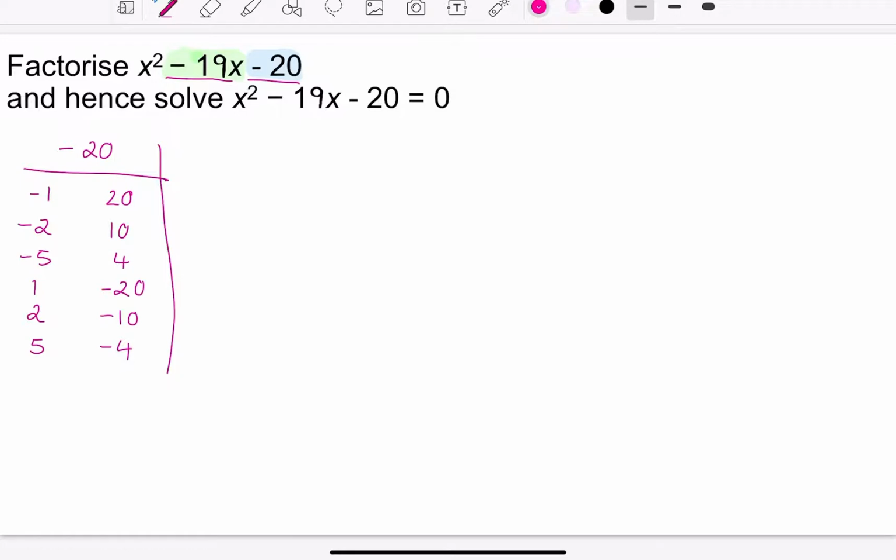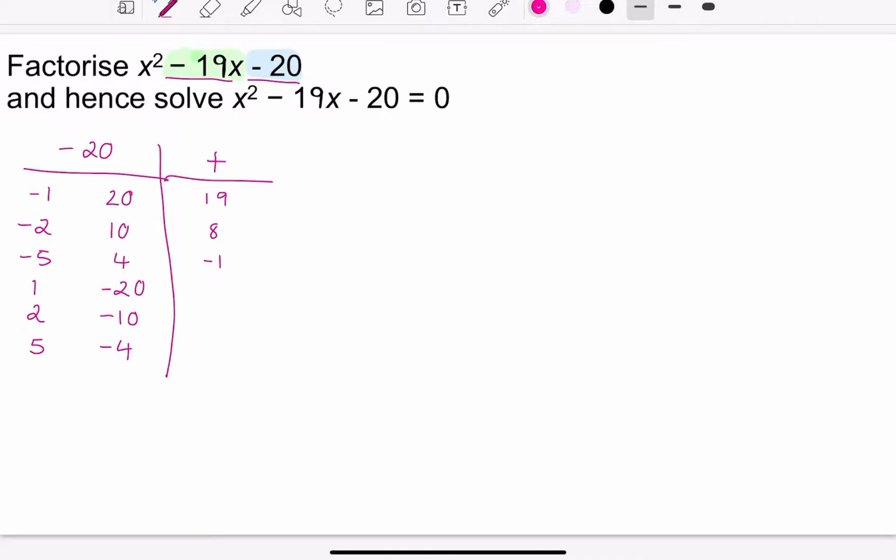We then know, so draw yourself another column, that we need to add them because our goal is to get minus 19. So if we start adding them, we can eliminate the combinations that are not going to give us that answer of a minus 19 when we add them together. So minus 1 add 20 is the same as saying 20 take away 1. That would just give me 19. 10 and minus 2 when I add them together is just going to give me 8. Minus 5 add 4 is minus 1.